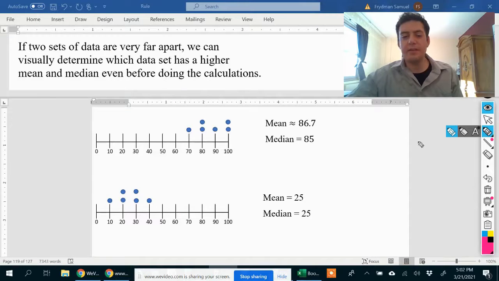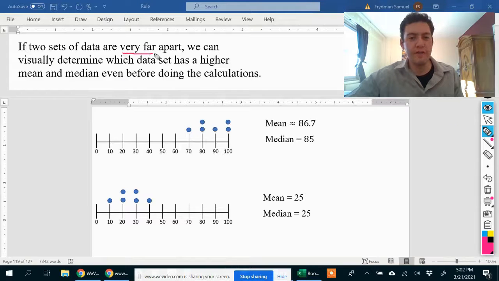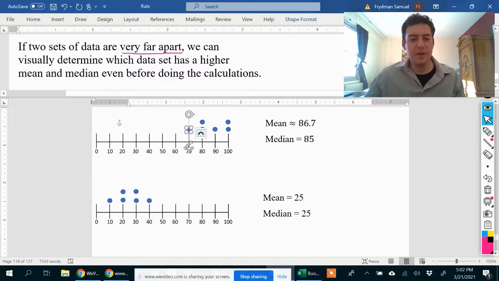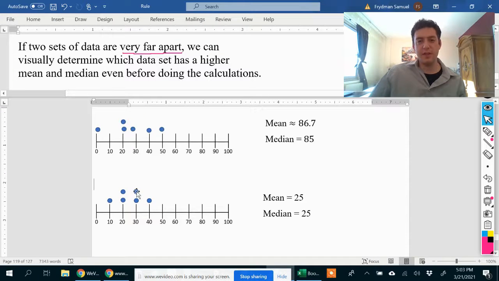Now, do keep in mind, we were able to do that because these data sets were very far apart. If they had been somewhat closer together, so let me just move these points further to the left, let's say. I'm going to keep this one where it is, but I'm going to move these points further to the left. So now they're not a little bit, a lot closer to these data points over here.